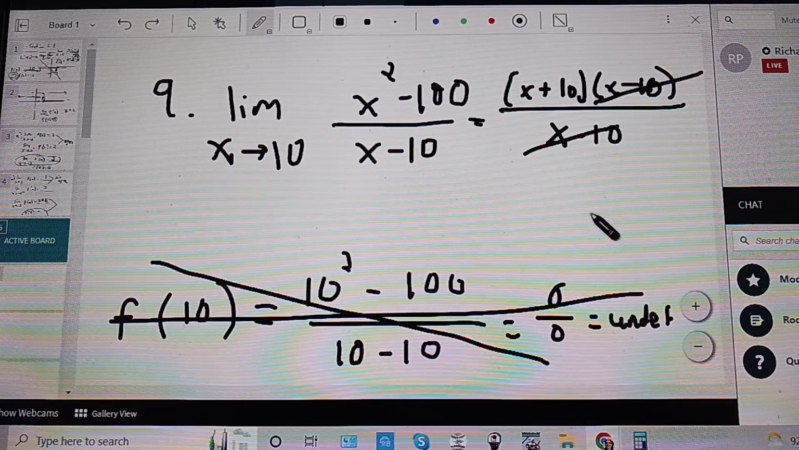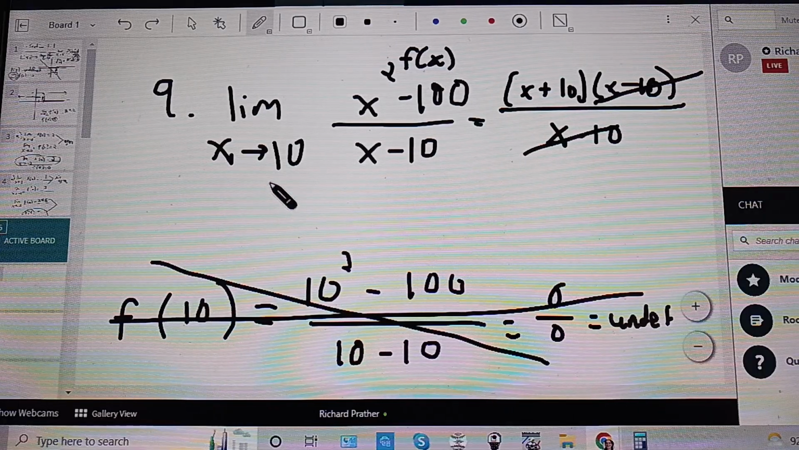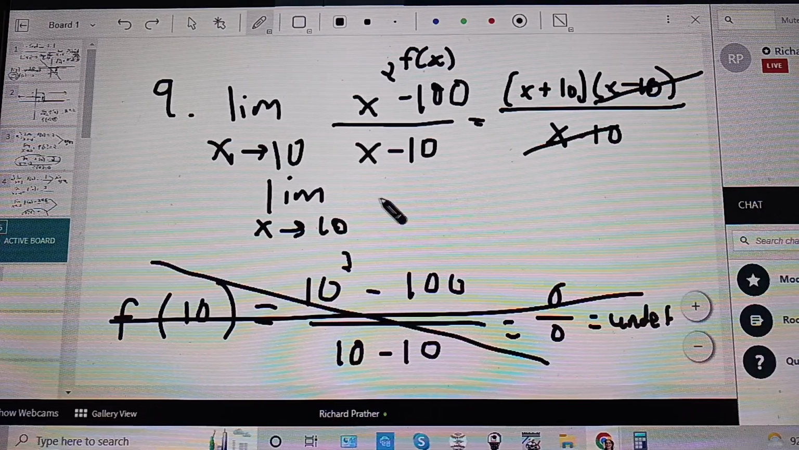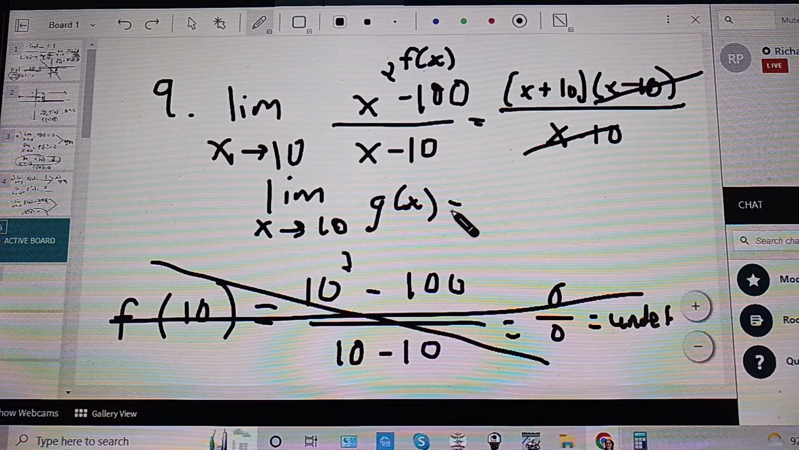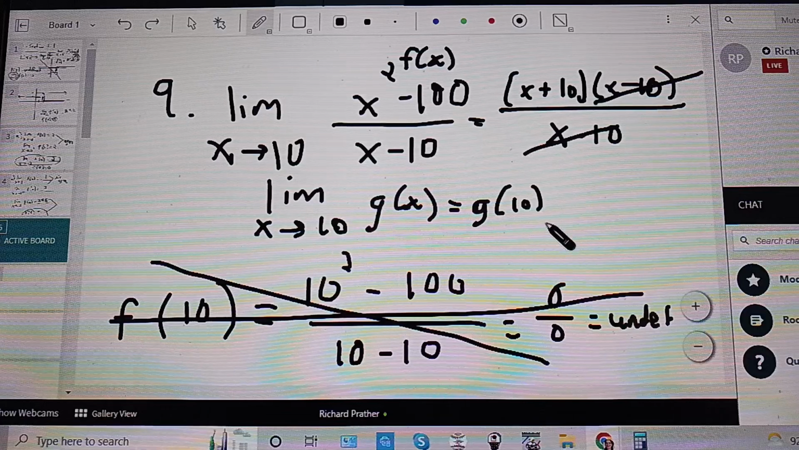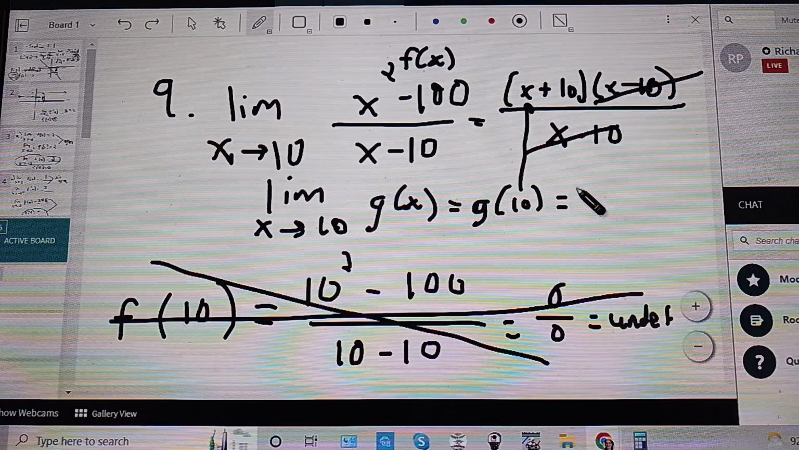Those cancel, and after I cancel them, what's left is literally a polynomial. This was technically f of x. So I've created a new function, but the limit as x approaches 10 for a different function that comes from simplifying a given function, if that creates a situation where you can get the answer from it, then those two limits will always agree with each other. So now I can suddenly do g of 10 because it won't be undefined anymore. It'll just be plugging 10 into a polynomial. So now you can just plug the 10 in. 10 plus 10 is 20.